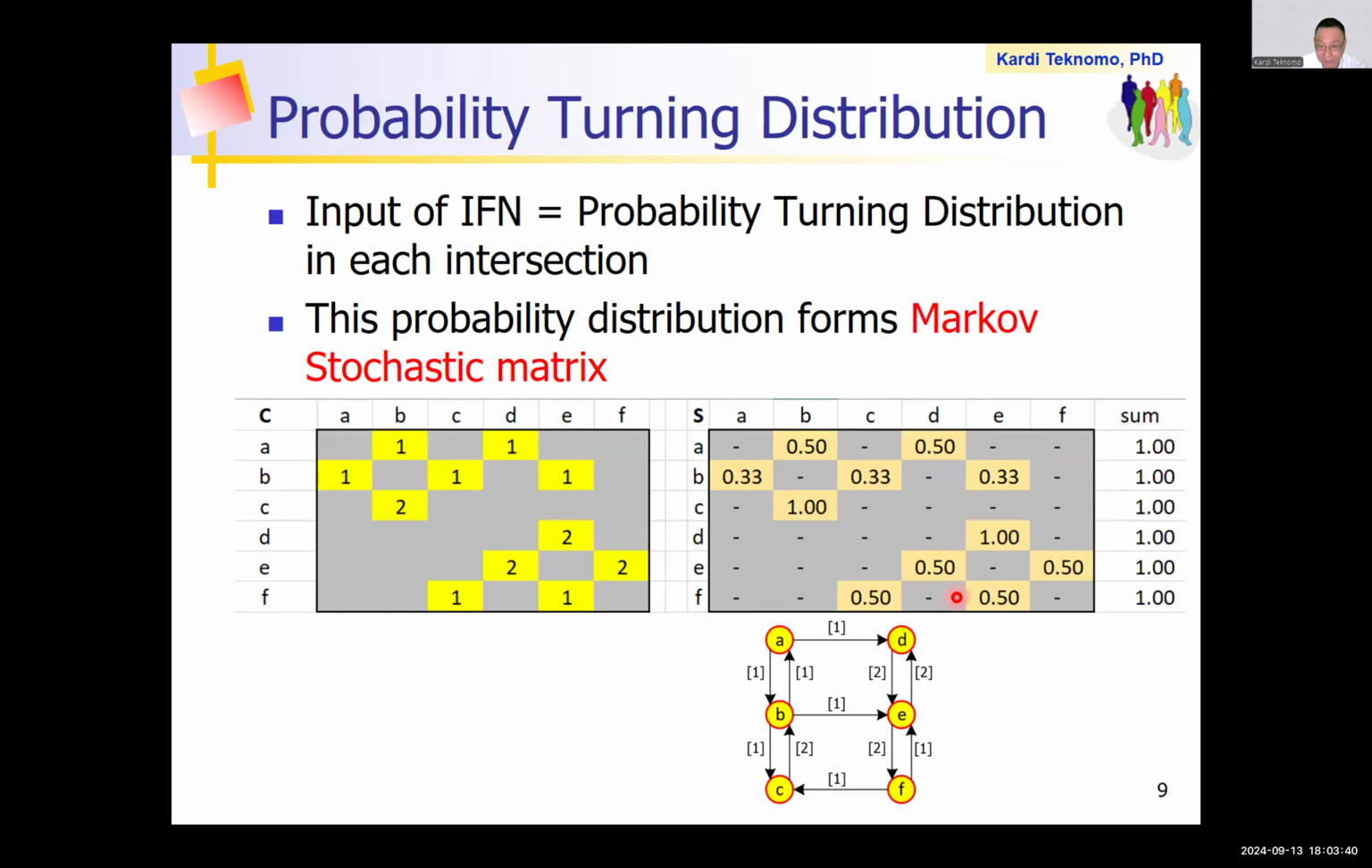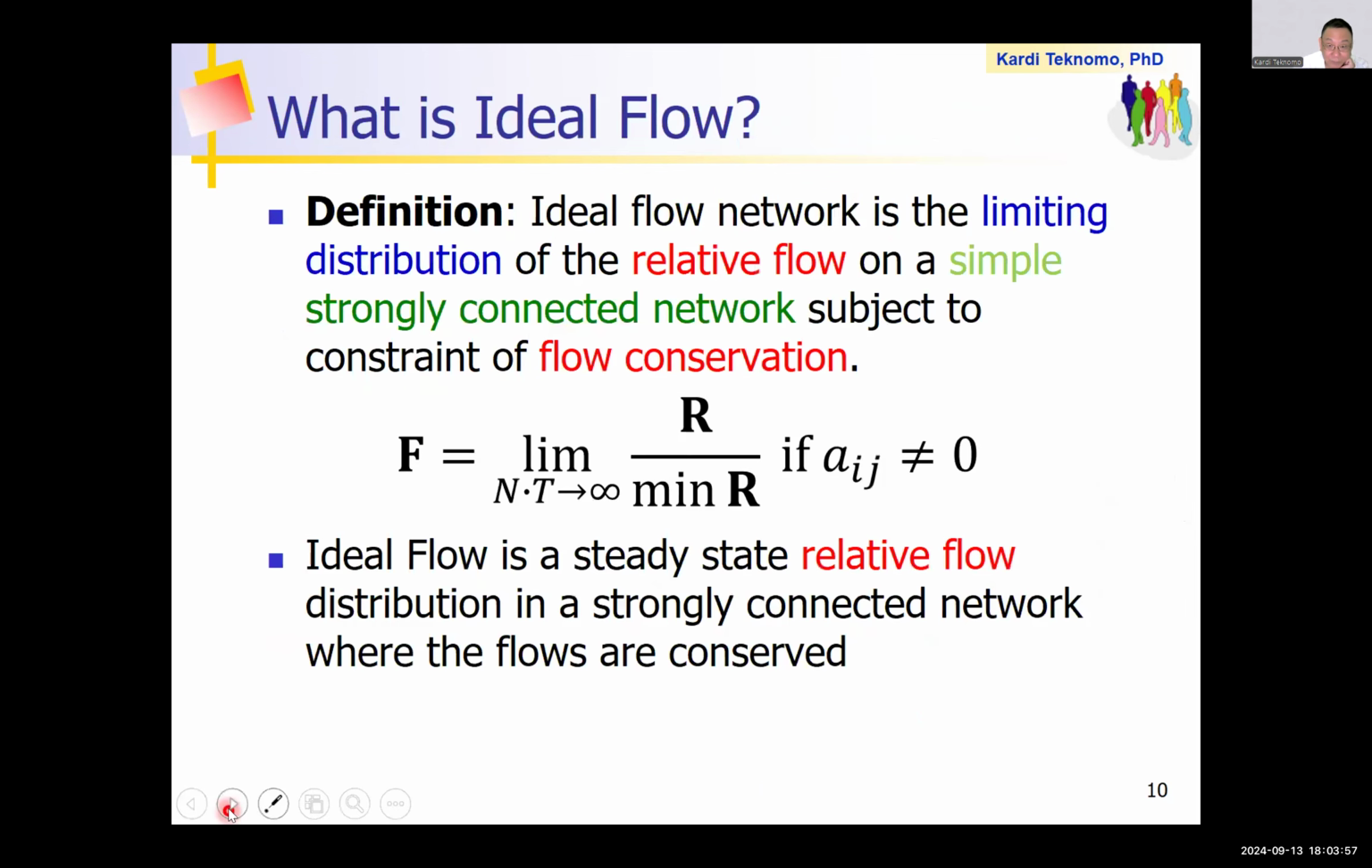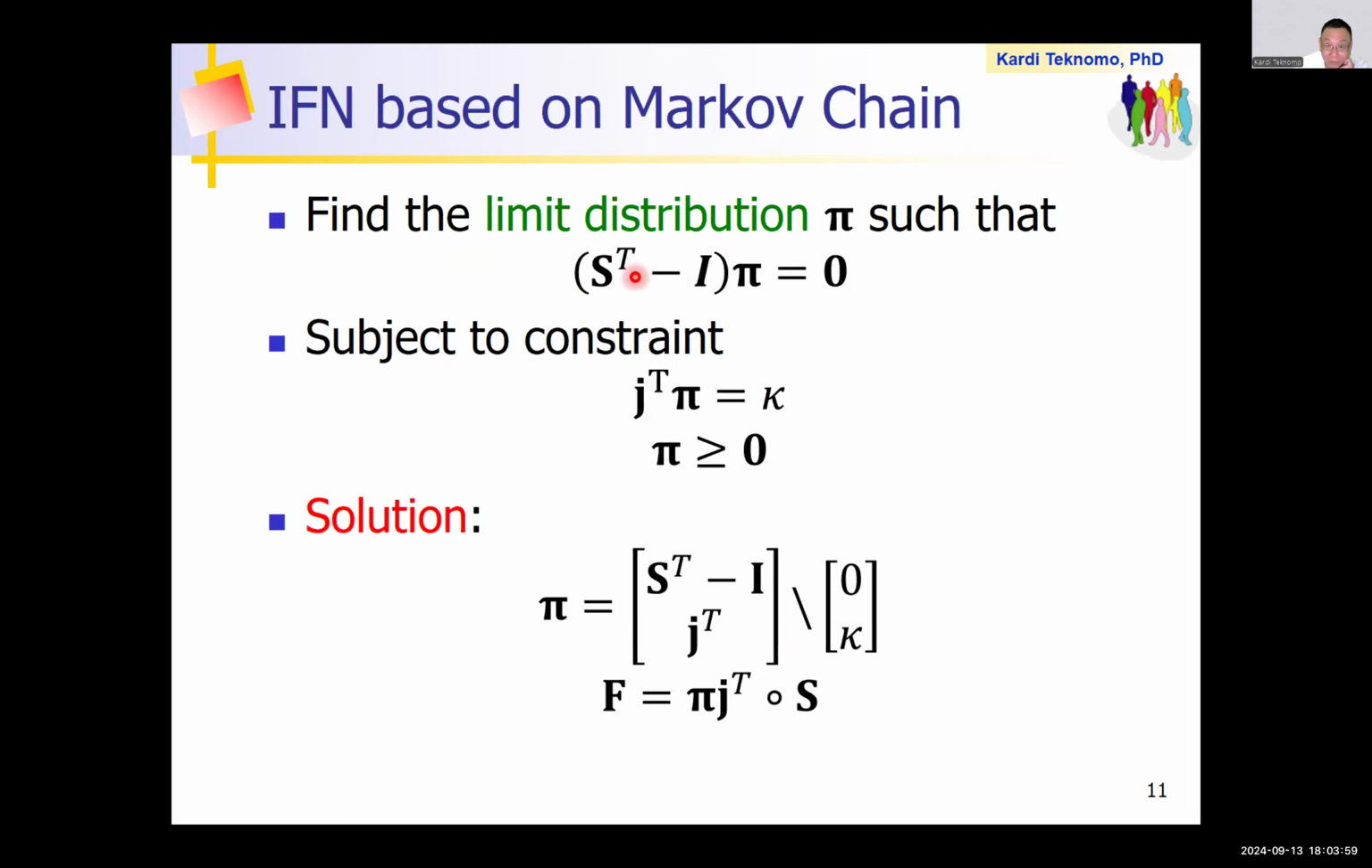Okay. This is the theory of ideal flow. Actually, it did not start from capacity. It starts from the stochastic matrix. So from capacity to stochastic matrix, this is the actual weakness of the method. Then you just subtract the identity matrix.